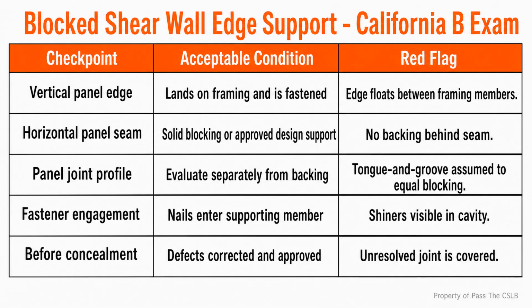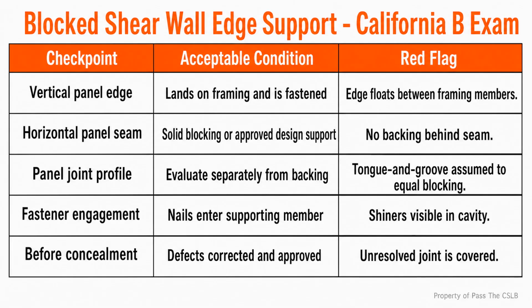Blocking is also a sequencing issue. It is easiest to verify before the wall is covered from both sides. If blocking is missing after sheathing is installed, the correction can require opening work, adding backing, renailing, and obtaining approval. That is avoidable rework when the superintendent traces panel joints before the nail crew starts.